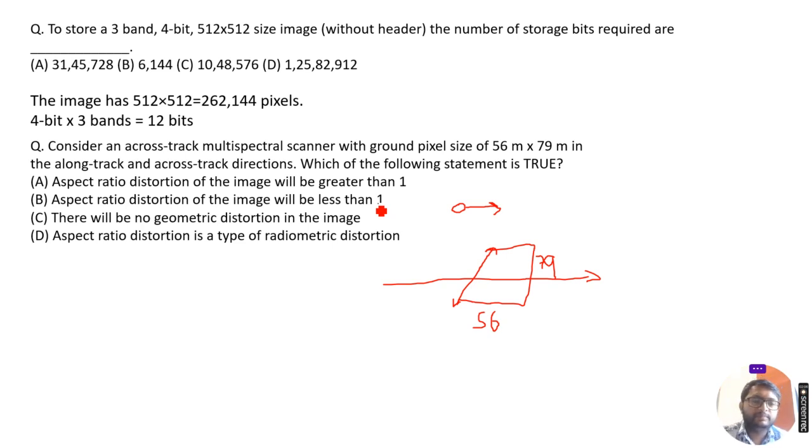We have been given an image in which the along-track and across-track dimensions of the pixels are given. Along track it is 56 meter. This is the along track, and across the track it is 79 meter. So we have to say which of the following options is true.